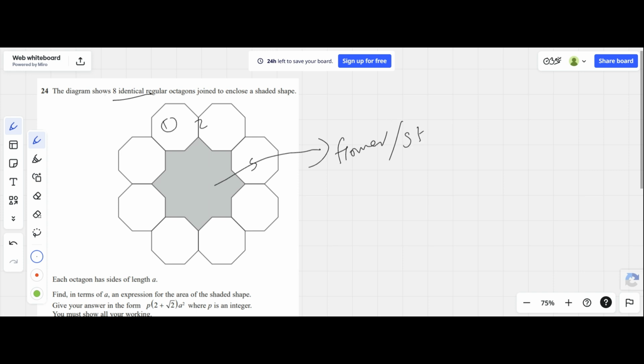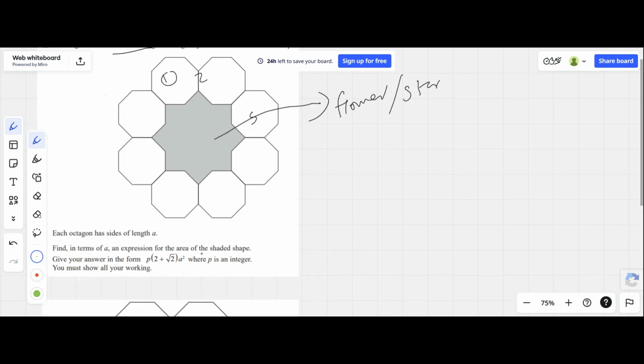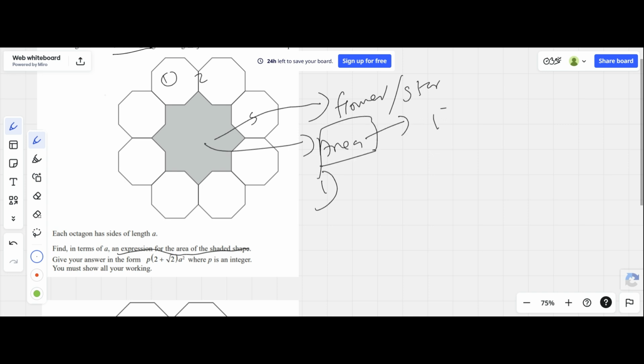Okay, or star. So the question is, find, in terms of a, an expression for the area of the shaded shape. So basically you have to find the area of this. The problem with this question is, first, there are two problems. The first problem is, usually if they say to find the area, what we know to find the area of is a rectangle, length into breadth, a triangle, half into base into height.